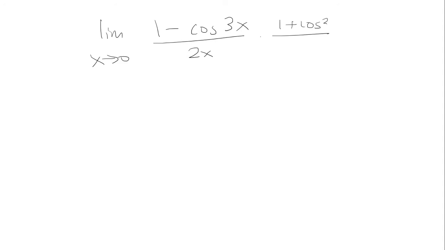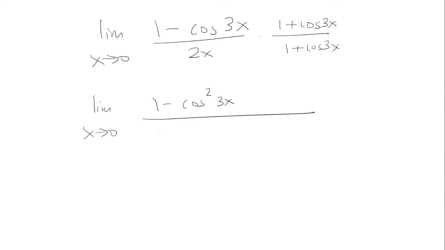I want to find the limit as x approaches 0 of (1 minus cosine 3x) over 2x. So in order to do this, I need to multiply top and bottom by 1 plus cosine 3x. And with that, I get 1 minus cosine squared 3x. The denominator is 2x times (1 plus cosine 3x), and I'm going to leave it in factored form.